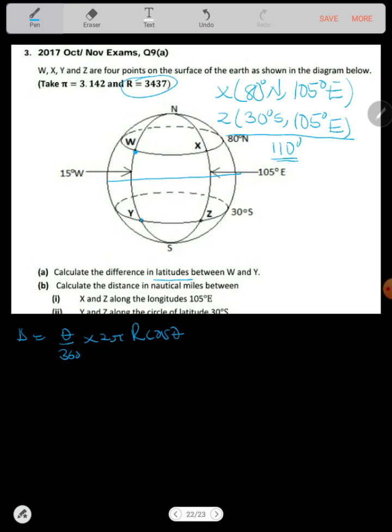We're going to include cos theta because we need to find the exact radius, the small radius. And this small radius is actually equal to r cos theta. And that's what we must know. So first, we need to find this angle.